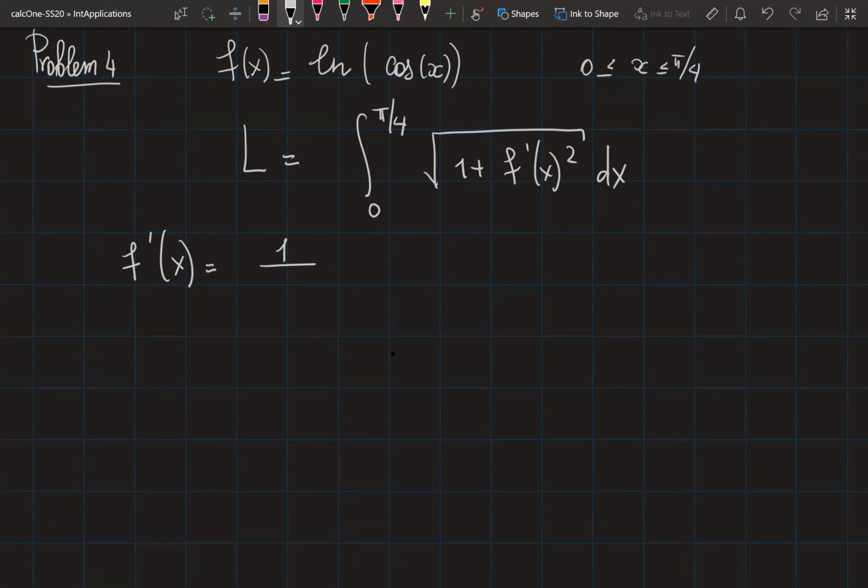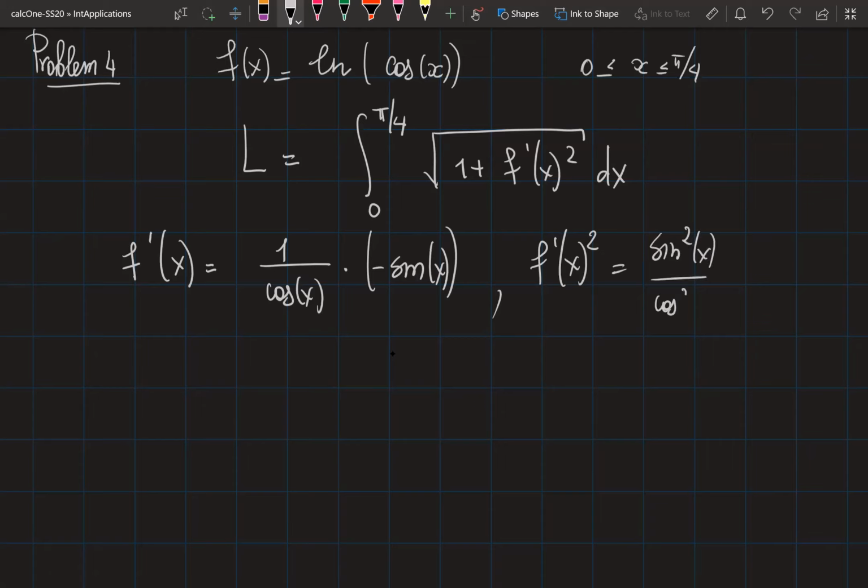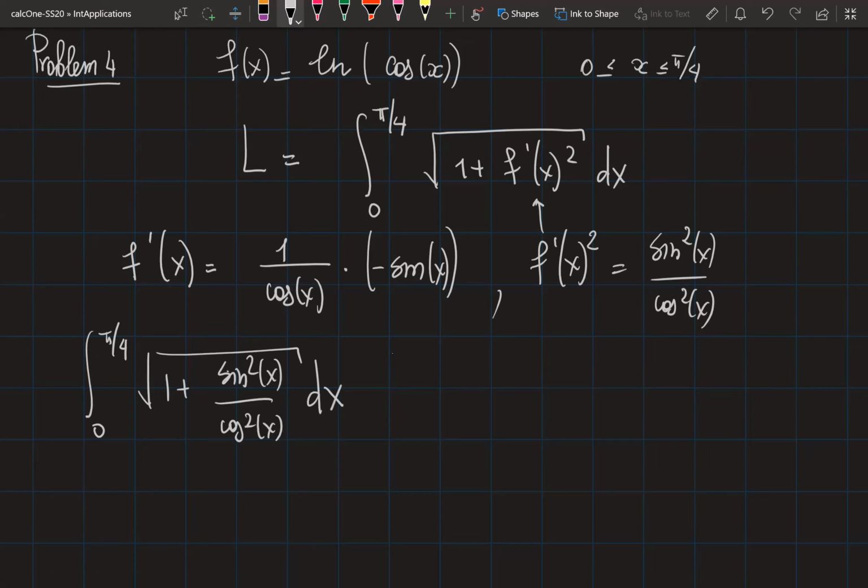It's going to be 1 over cosine of x times the derivative of the cosine, which is minus sine of x, right? So f prime of x squared is going to be equal to sine squared over cosine squared. So we need to just plug this in here, right? So it's going to be the integration from 0 to pi over 4 of the square root of 1 plus sine squared of x divided by cosine squared of x, with respect to x.